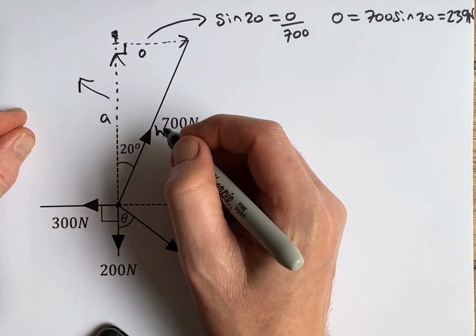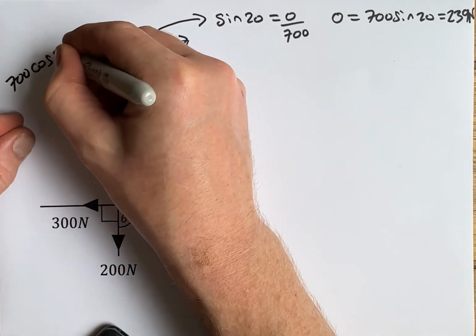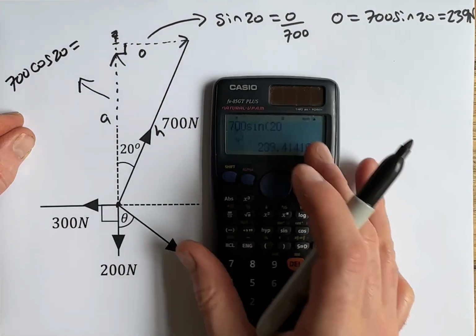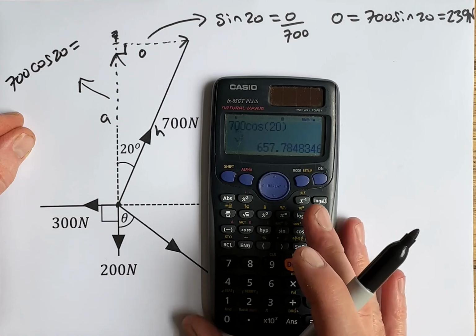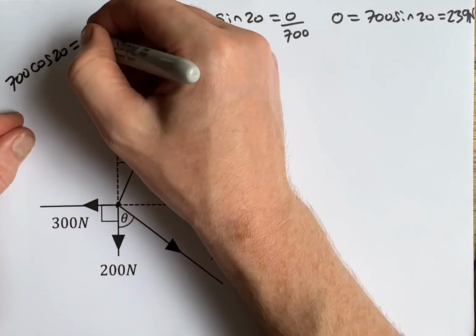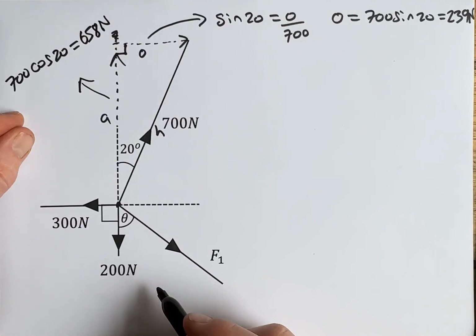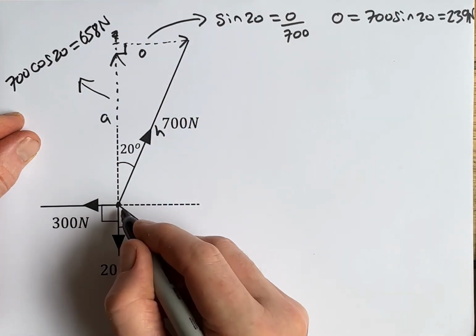This component here is going to be 700 cos 20, using the idea that this is adjacent and hypotenuse. So 700 cos 20, and that gives us 658 newtons. So we can now combine the horizontal forces. So we've got this horizontal force acting at this point now.